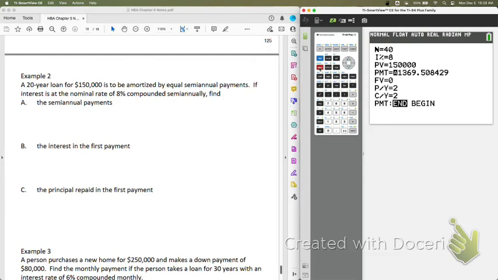So alpha, enter. This one, the payments are a lot higher, but it's because you're only making them twice a year. Okay, so this is why it would be different for that. So this time I have payments of $7,578.52. But we're only making those twice a year.